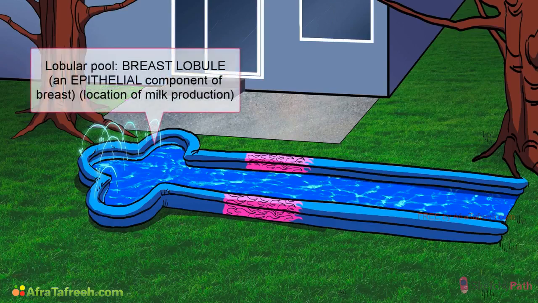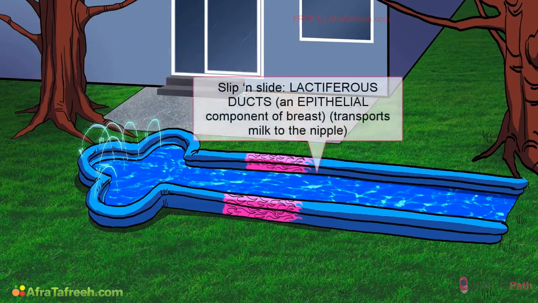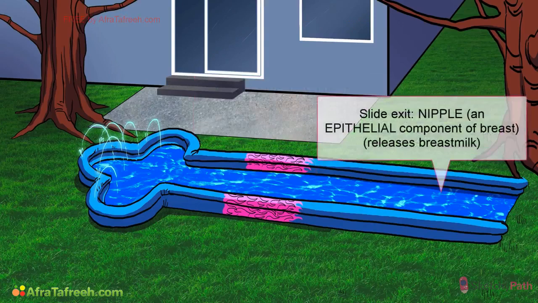At this fun backyard party of sorts, the epithelial components of the breast tissue are represented by the slip and slide. Check out the pool on this side of the slide. That's where all the water is coming from. Kinda looks like a breast lobule too, don't it? The slide itself represents a lactiferous duct, carrying all that water out to the open end, aka the nipple.